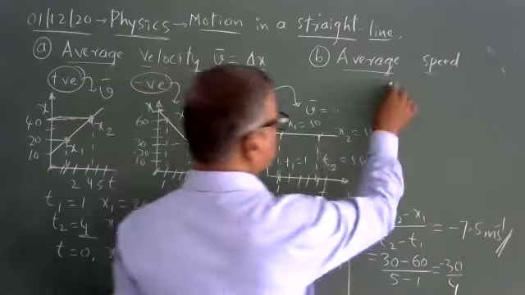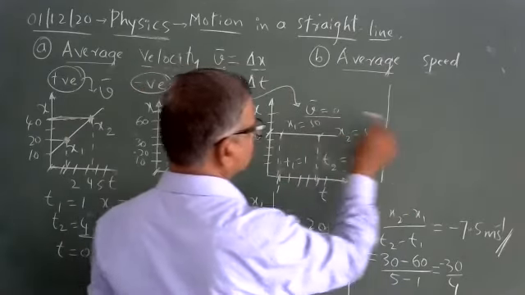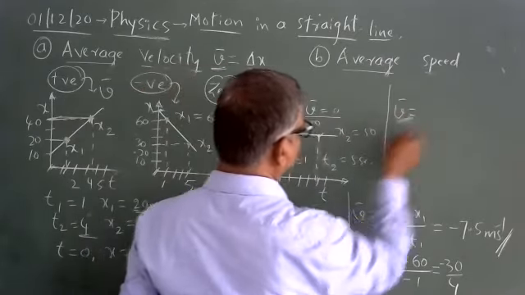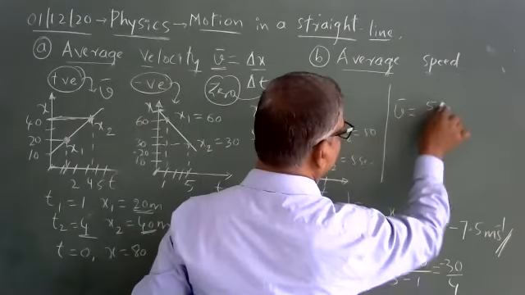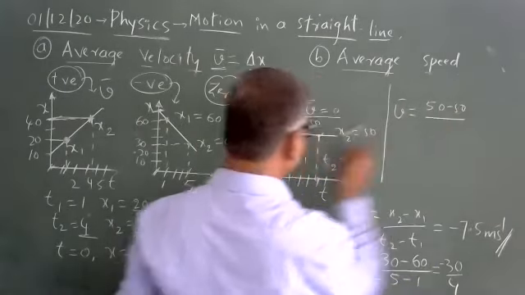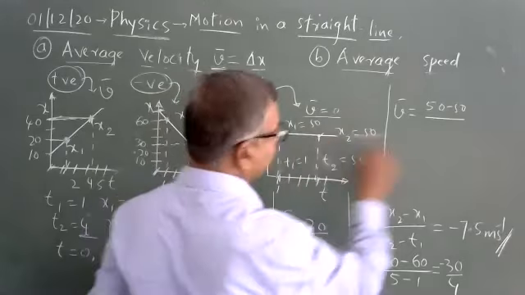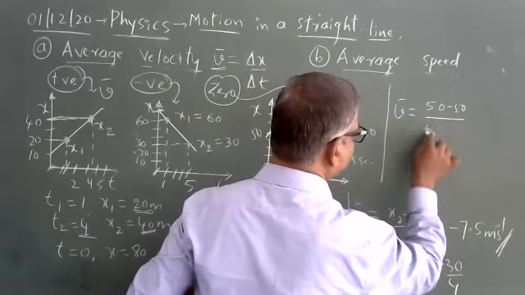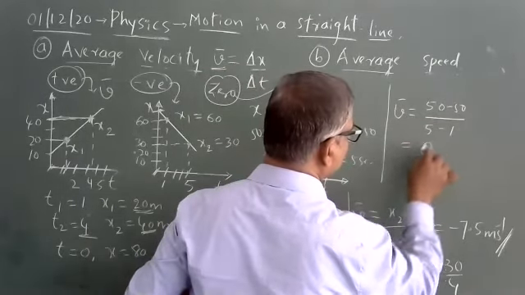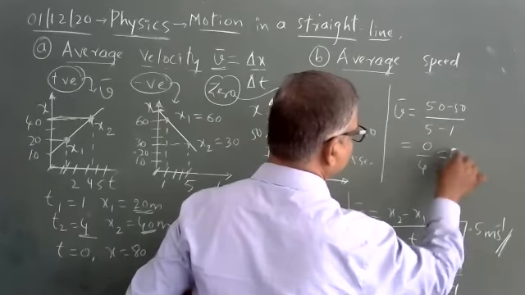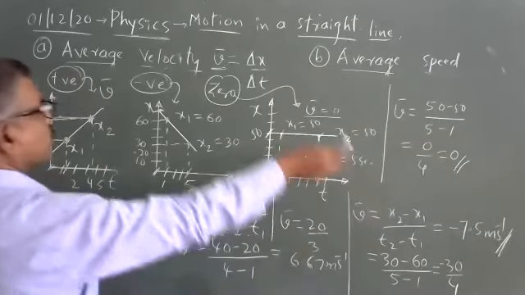When I put it into the formula, average velocity equal to 50 minus 50, no change in position. It is parallel to the time axis. Time changes from 5 minus 1. So it becomes 0 upon 4. Hence the final answer is 0. Hence my average velocity is 0.